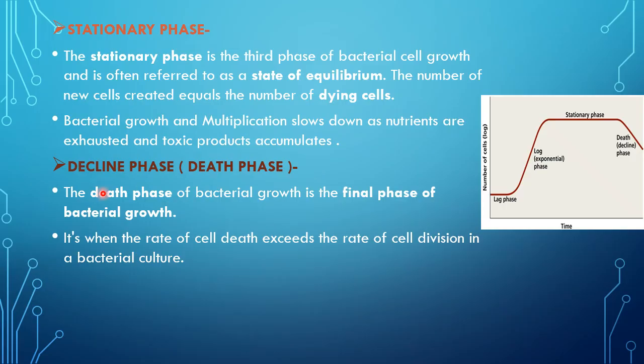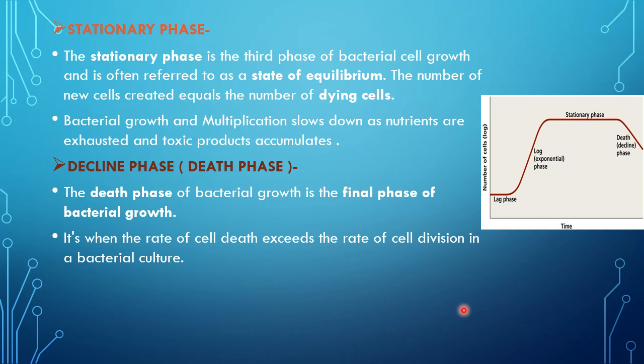Then finally, the decline phase or the death phase. The death phase of the bacterial growth is the final phase of the bacterial growth. It's when the rate of cell death exceeds the rate of cell division in a bacterial cell or culture. Yes, the death phase or decline phase is the last phase, where almost all the nutrients have been utilized and there are no nutrients available for the bacteria.